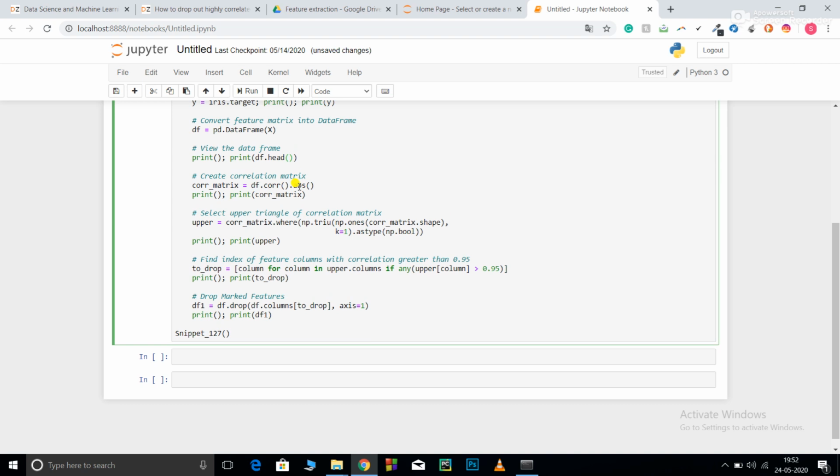So what is absolute correlation? Your two columns can be related linearly in a positive or a negative sense. For example, it can be related by 2x plus 3, or it can also be related by minus 2x plus 3. Now this 2x plus 3 is said to be positively correlated, whereas minus 2x plus 3 is said to be negatively correlated.